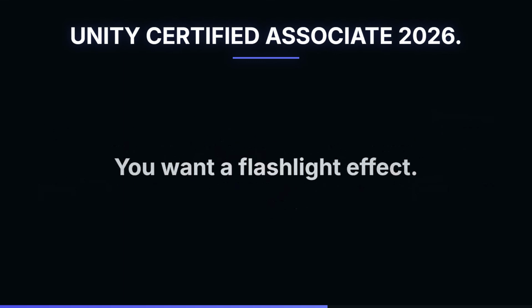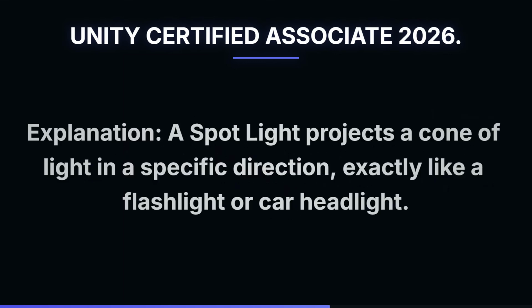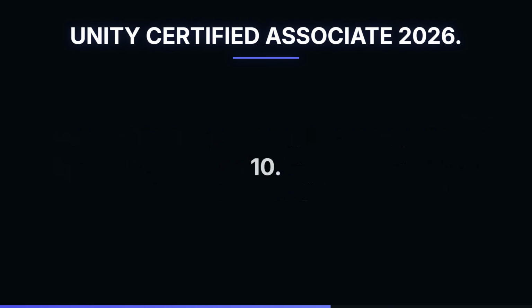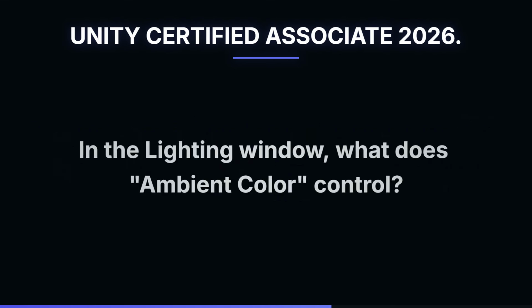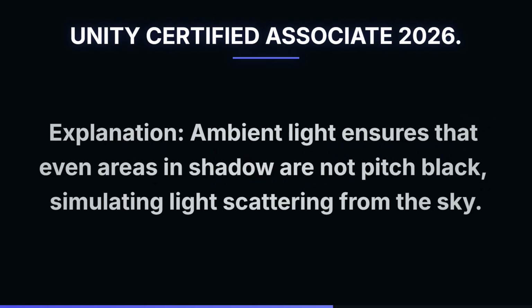9. You want a flashlight effect. Which light component is best? Answer: spotlight. Explanation: a spotlight projects a cone of light in a specific direction, exactly like a flashlight or car headlight. 10. In the lighting window, what does ambient color control? Answer: the general light that fills the shadows. Explanation: ambient light ensures that even areas in shadow are not pitch black, simulating light scattering from the sky.